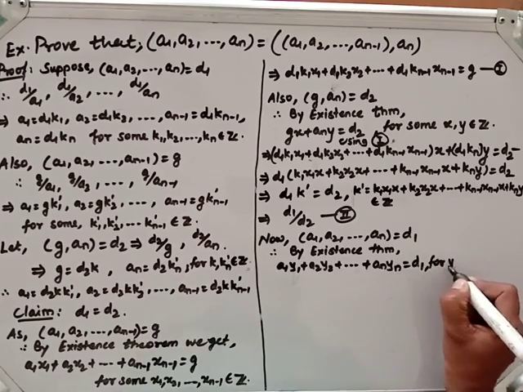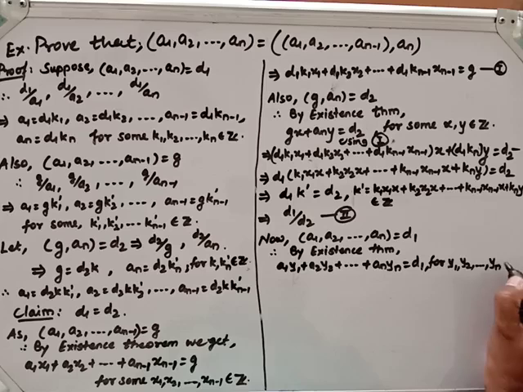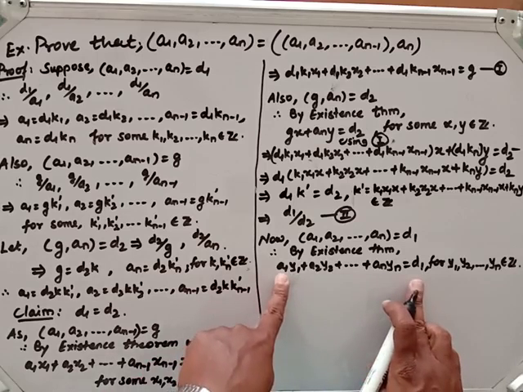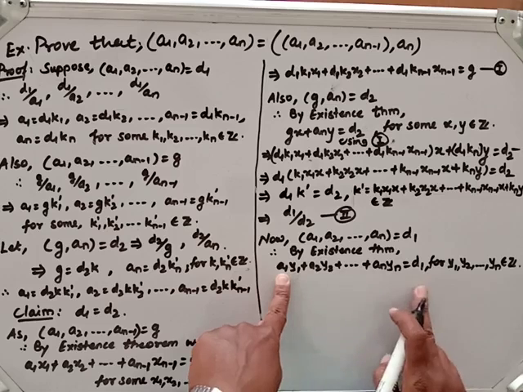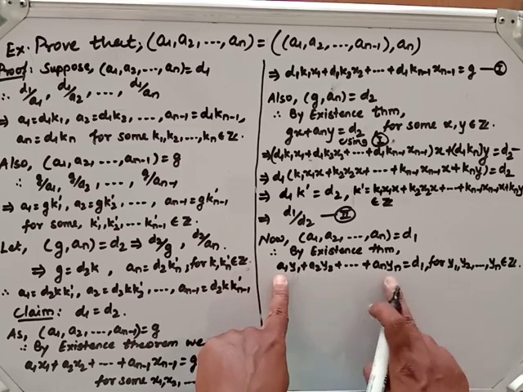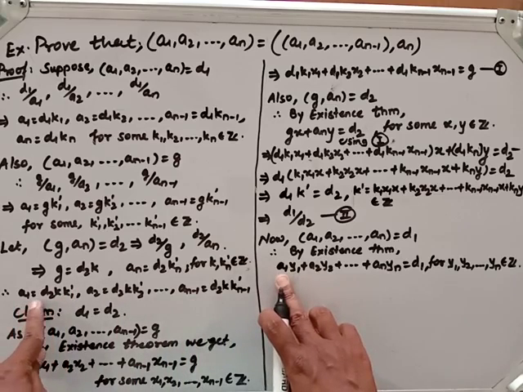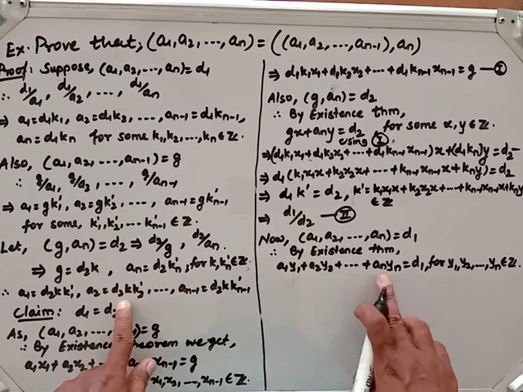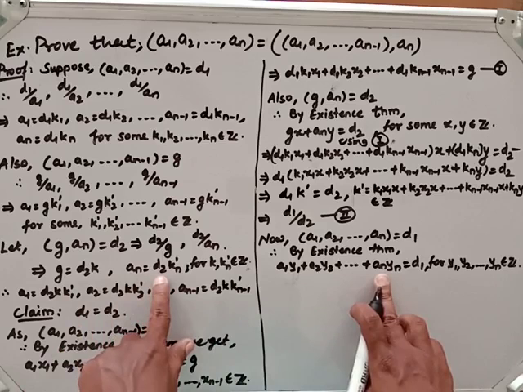For y1, y2 and so on up to yn are integers, belonging to Z. Now here what we should do, we have to show d2 divides d1. So this side we have to show in terms of d2. For that I must substitute a1 is equal to this, a2 is this one, then an we get here as d2 kn dash.